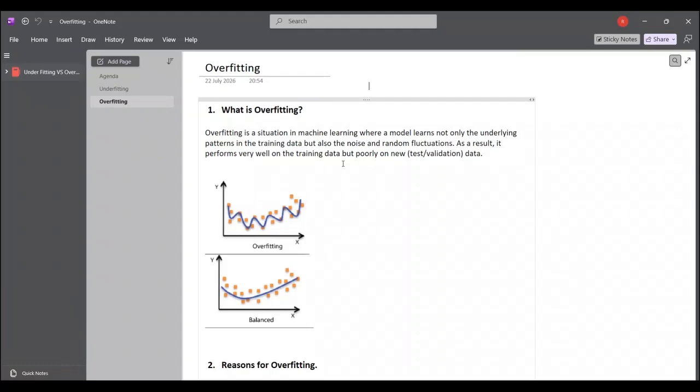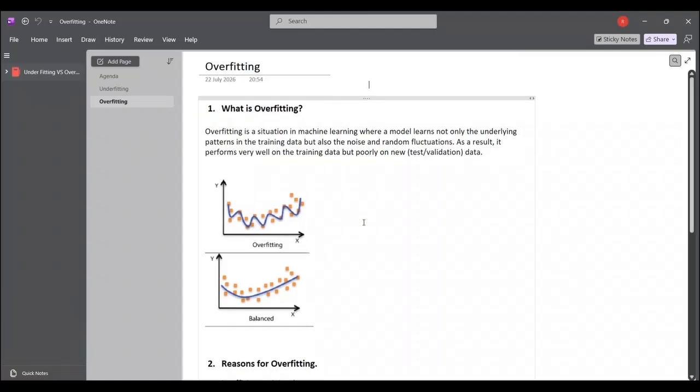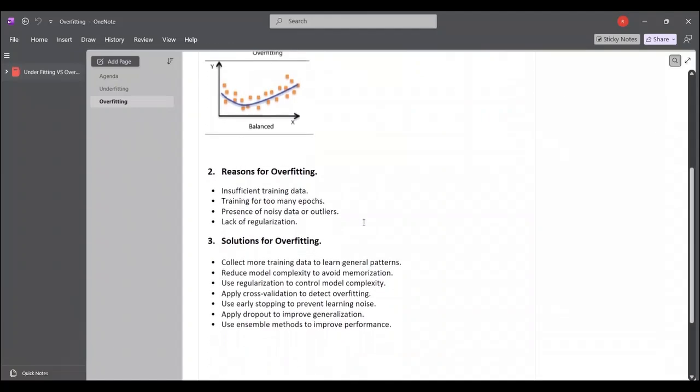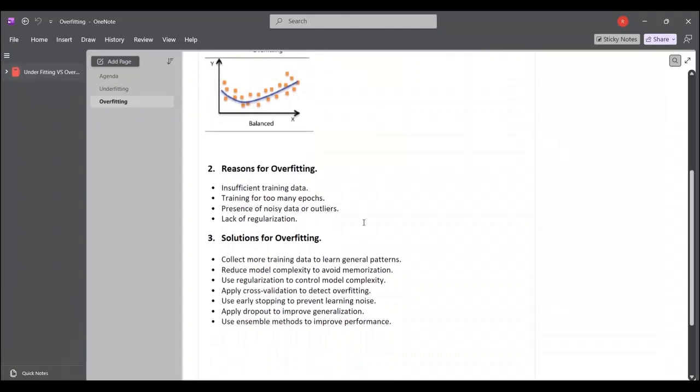Let's talk about the reasons for overfitting. There are several reasons why overfitting happens. One major reason is using a model that is too complex. Models with many parameters can easily memorize the training data instead of learning meaningful patterns. Another reason is having a very small training data set. When only a few examples are available, the model tends to memorize them instead of discovering general trends.